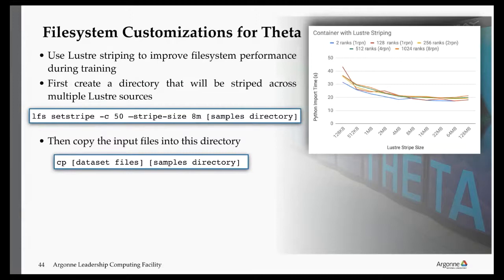So in this case, you would create a directory. You would set this Lustre striping. I include the LFS command here. This is the command you would run on Theta on the login node, and then you would copy your file into those directories.